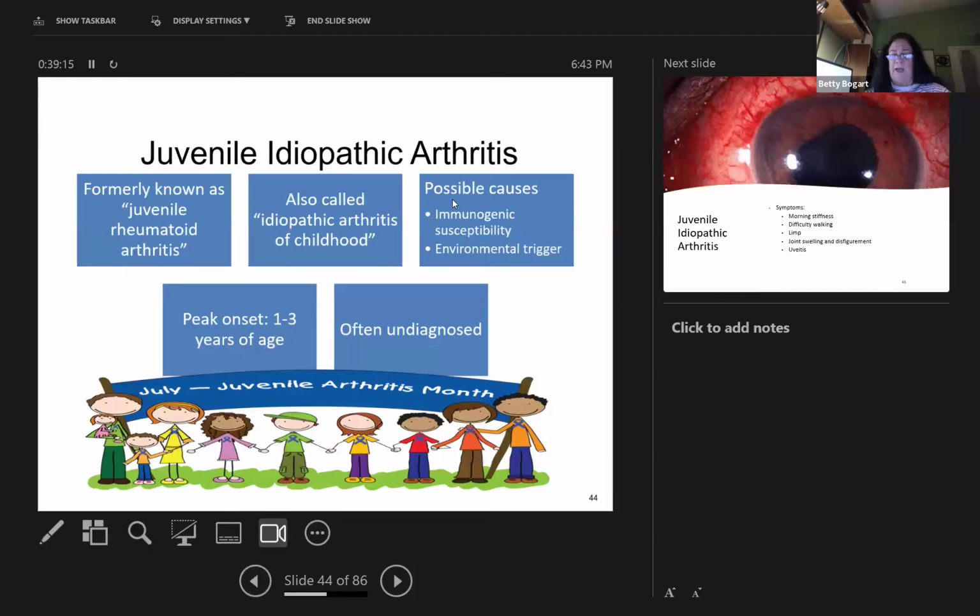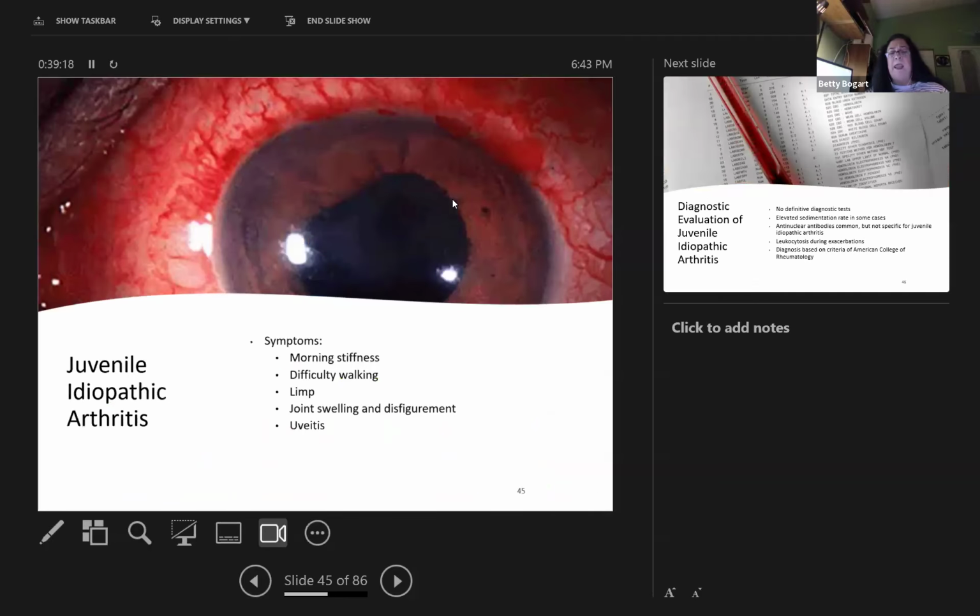Usually we see these children, toddlers, at ages 1 to 3. And what we start to see is when they wake up from naps and at bedtime, morning, they'll be stiff. And if they're walking, now they're having more trouble with walking and maybe limping. You might or might not see some joint swelling and disfigurement. And the one thing students forget as part of a symptom is these big red eyes. That's why I made it a big picture. They get this uveitis. Therefore, these children with JIA, because there's no cure, must be seen by an ophthalmologist at least annually.